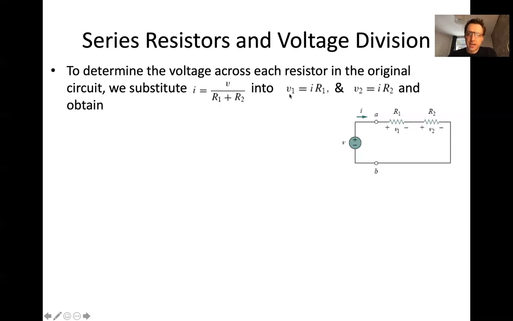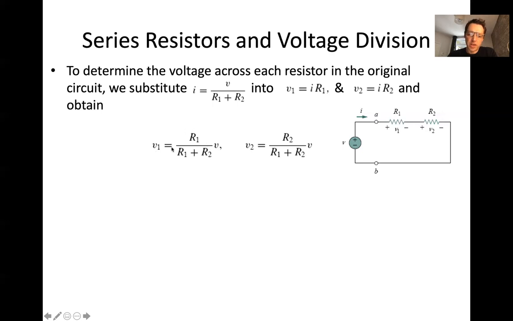So notice that we know that V1 is equal to I R1, that's Ohm's law, and we know that V2 is equal to I R2, also Ohm's law. And so now let's substitute our expression for I into the Ohm's law equations. And what you get is that you no longer have I in the equation because you've replaced it with V over R1 plus R2. And so you get that V1 is equal to the battery voltage times R1 over R1 plus R2. Similarly, V2 is R2 over R1 plus R2 times V.